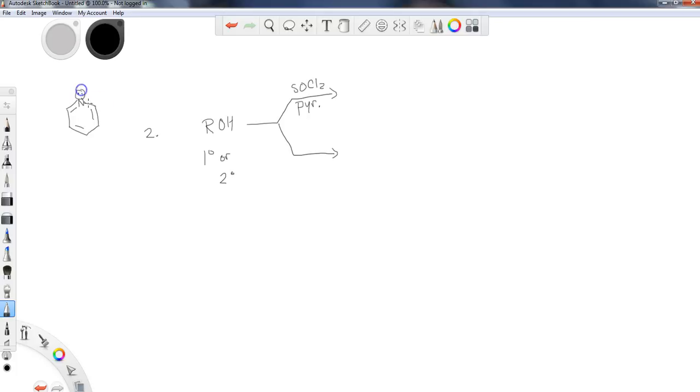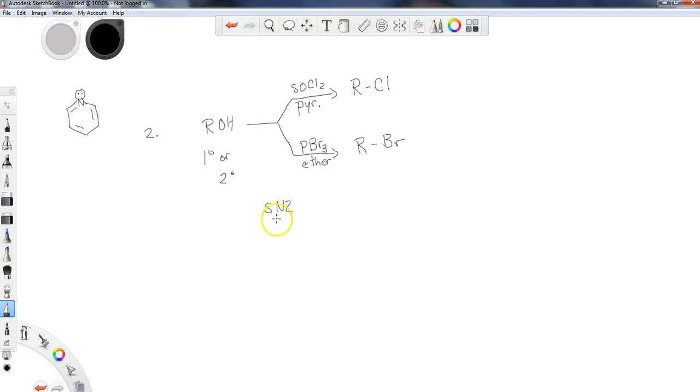The lone pairs on the nitrogen are involved in helping to exchange the hydrogen. We're not going to get into all that right now, but what you need to know is SOCl2 can provide RCl if this is primary or secondary. Or if I would prefer bromine, I can use PBr3, phosphorus tribromide, and you can use ether as your solvent, and then you will get the corresponding bromide. These follow SN2 type of mechanisms.